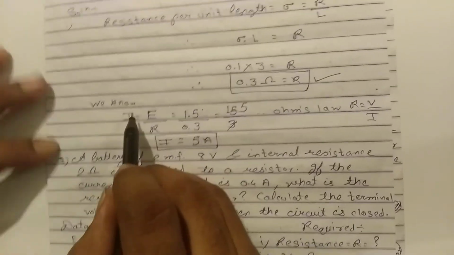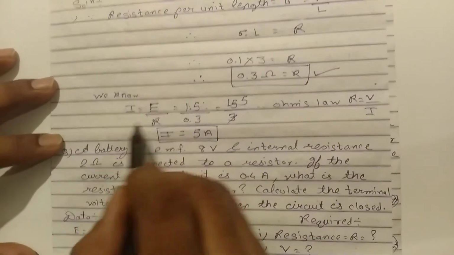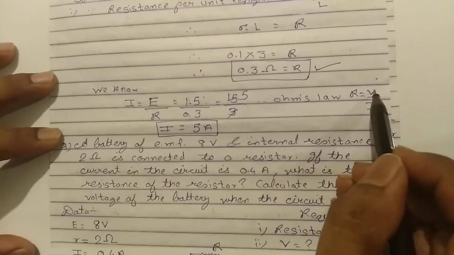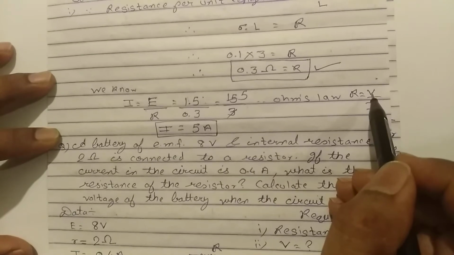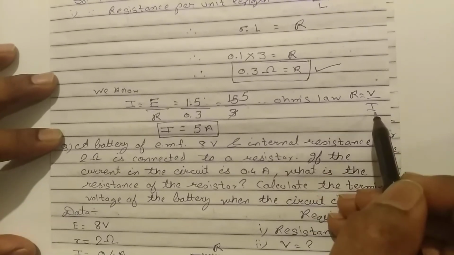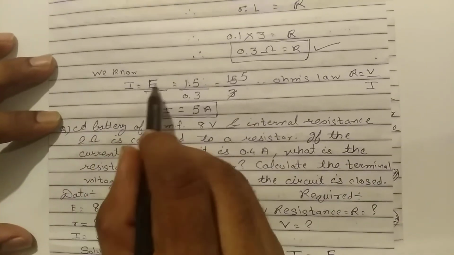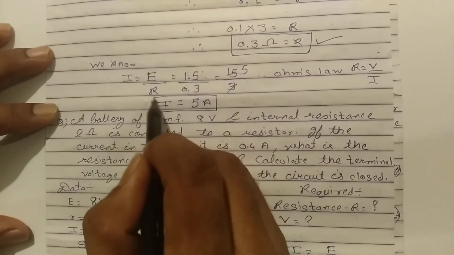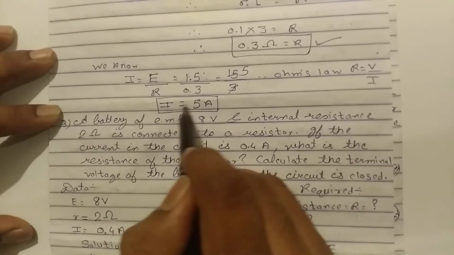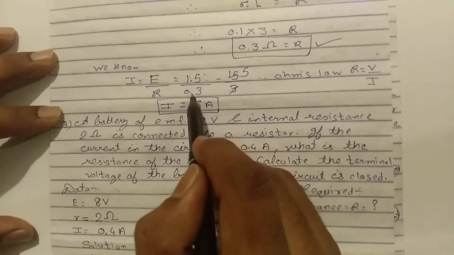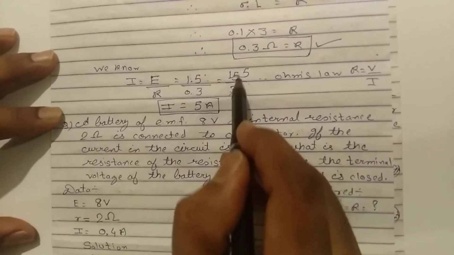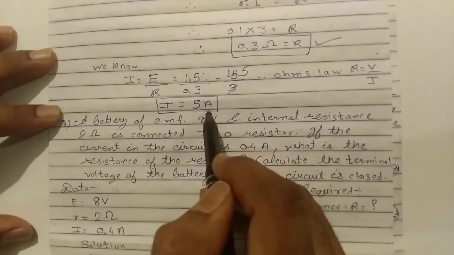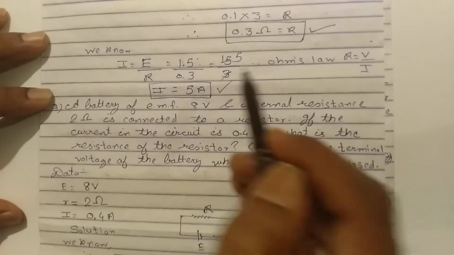We know the formula for current from Ohm's law. Ohm's law states that resistance is voltage upon current. So current is voltage upon resistance. What is the voltage applied over here? E, 1.5 volt, and resistance we already found, 0.3. So 1.5 upon 0.3. If I shift the point towards the right, 15 upon 3, which is 5, because 3 fives are 15. What is the unit of current? Ampere. So we got the value of current.